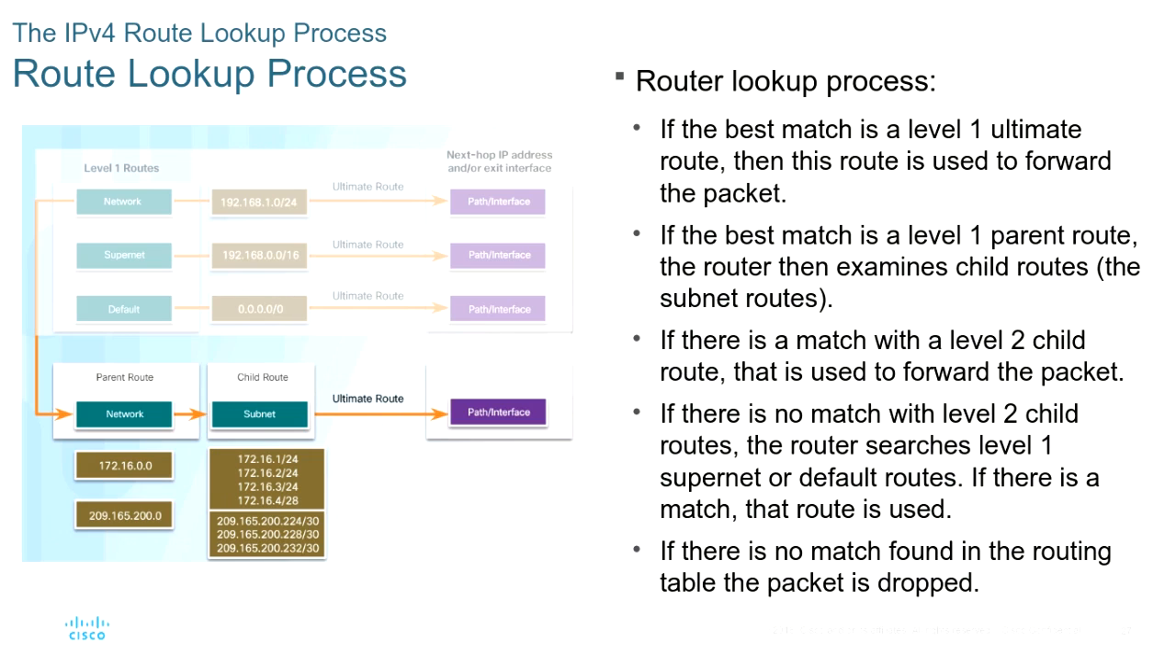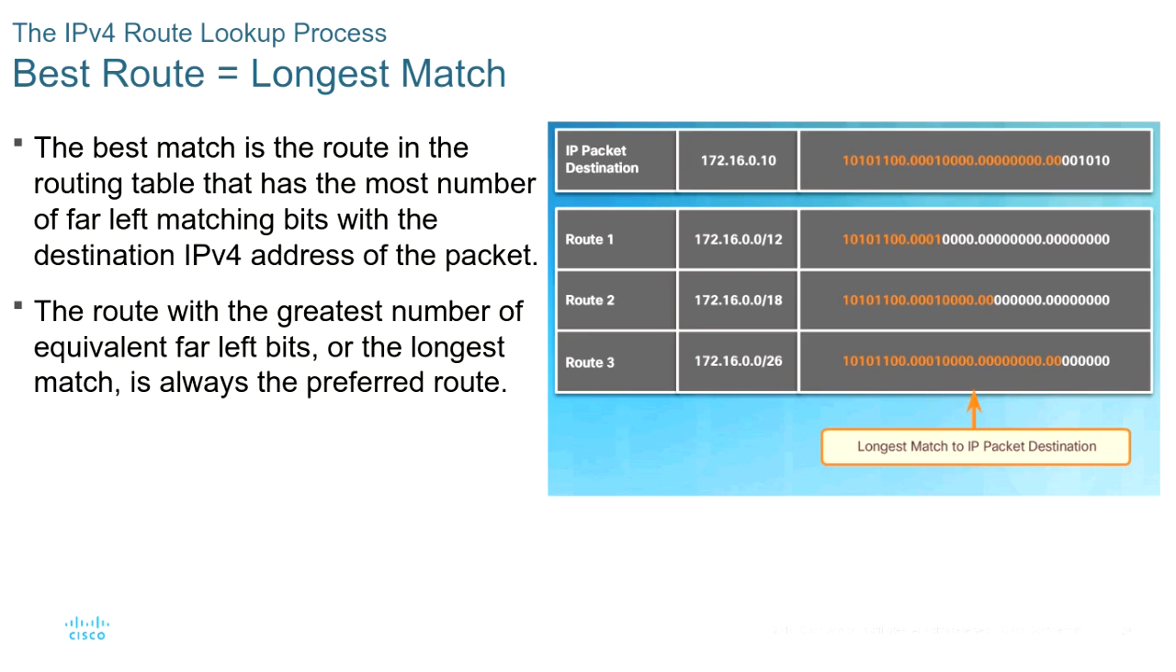The router receives a packet, and if it's a level 1 ultimate route, that route is used. If it's a parent route, that means it's been subnetted. Go look in the child routes and look for the one that's the best match. If there's no parent route or child route that matches, look for a default route or a summarization route. If no match is found, the packet is dropped. Of course, if you've established a default static route, everything that doesn't match the internal company network addresses will be sent to the ISP, and it'll be able to match it to a real network address that's on the internet.